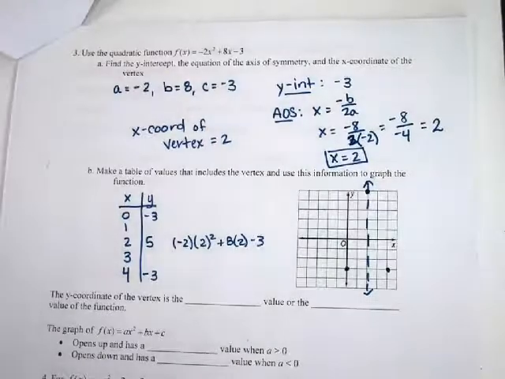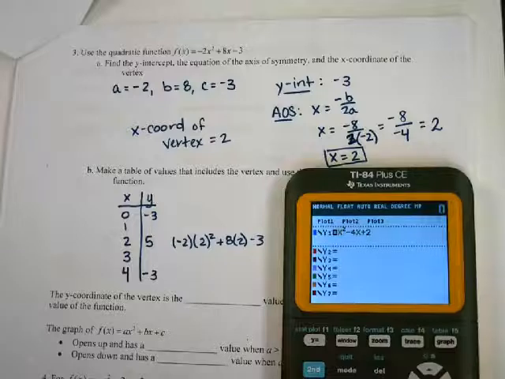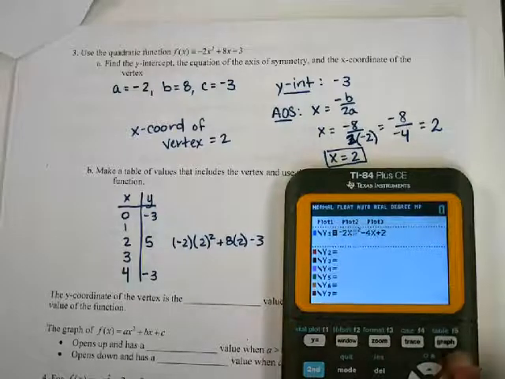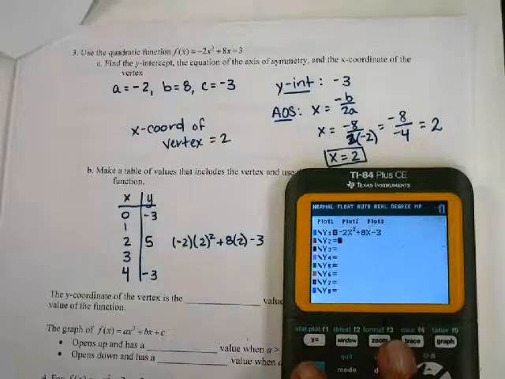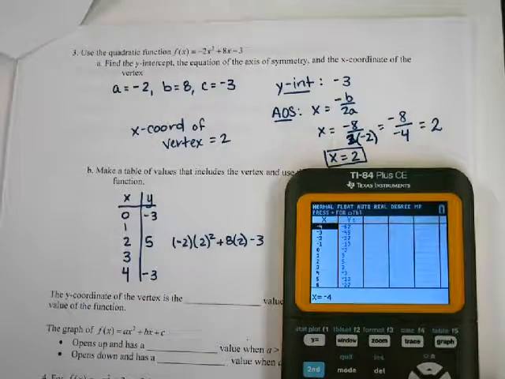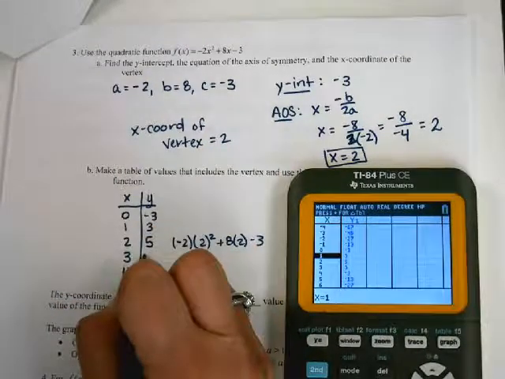We could put it in our calculator. Let's use it. Negative 2x squared plus 8x minus 3. Second graph, look at my table. 0 is at negative 3. 1 is at positive 3. 2 is at 5. That's what we found. 3 is at 3.